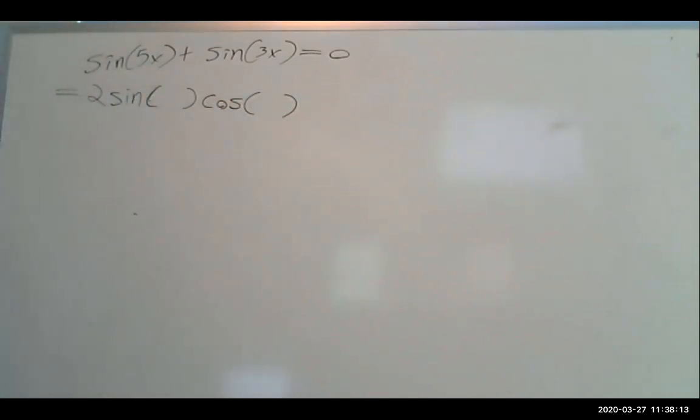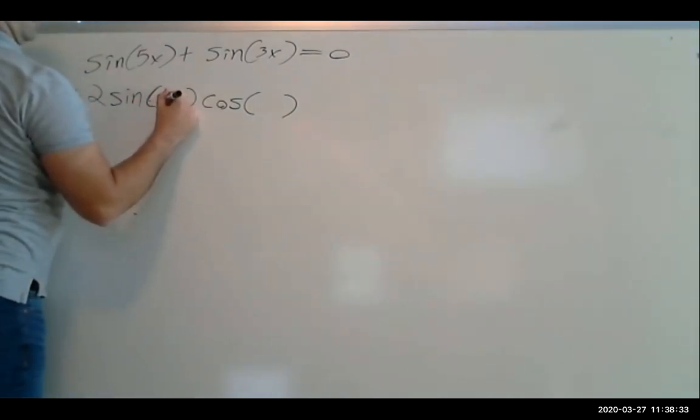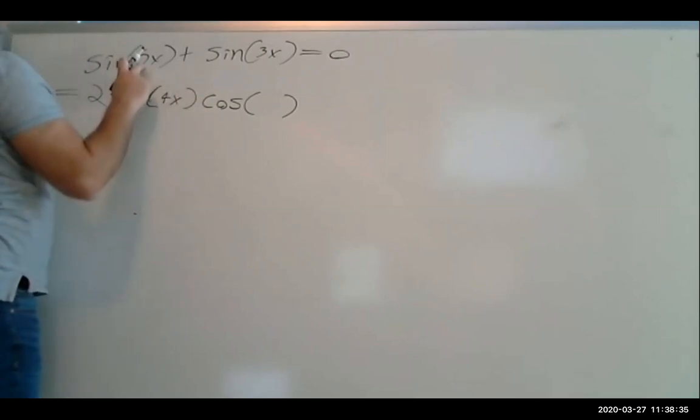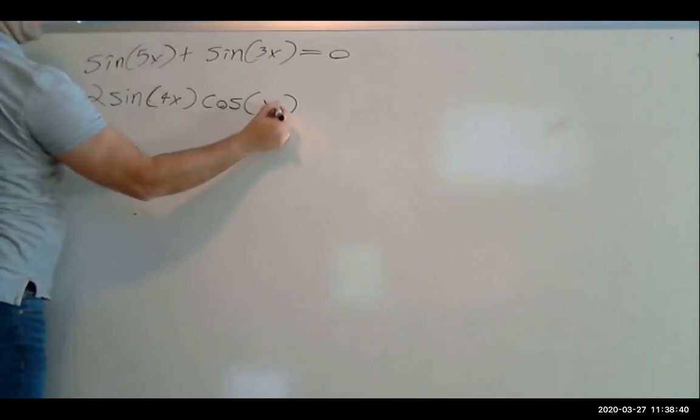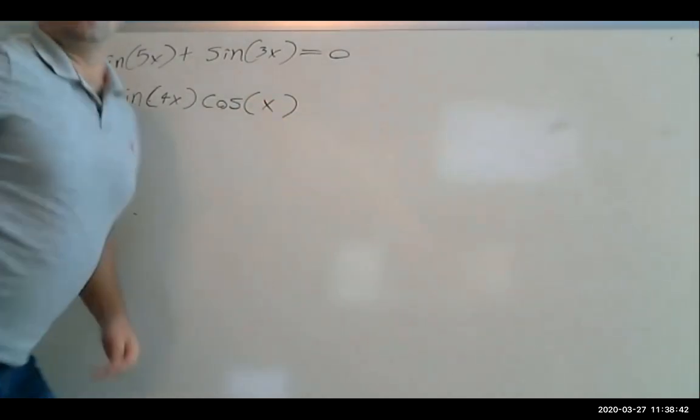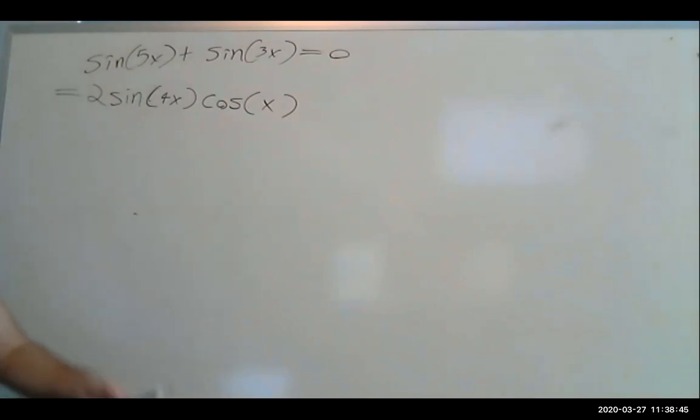All right, so what is it for these two? Would it be 2 sine 4x cosine just x? So for 4x, which is 5 plus 3 divided by 2, yep, and just x. Good. Well, now where do we go?